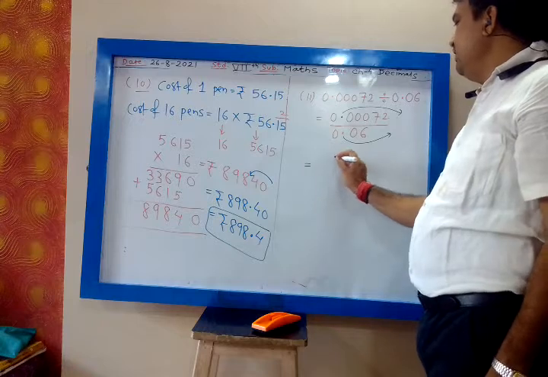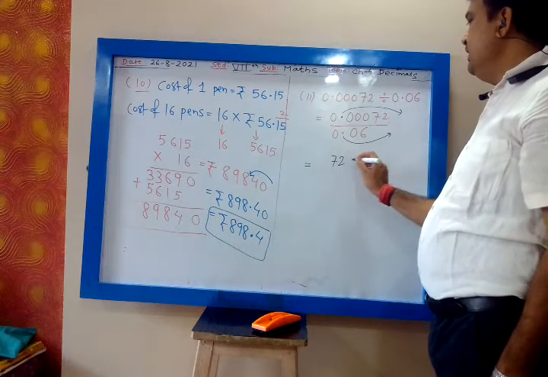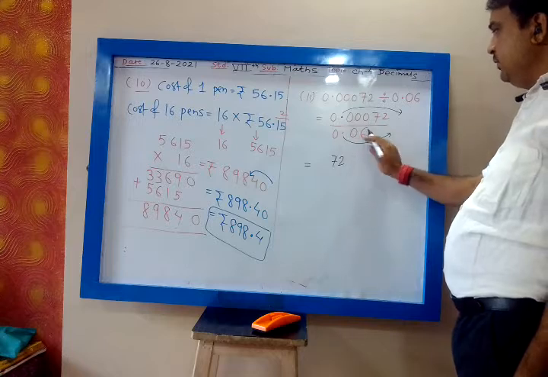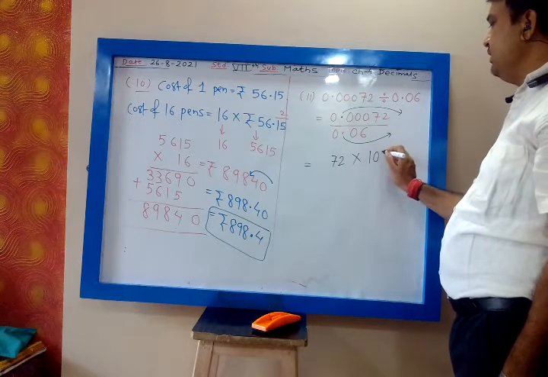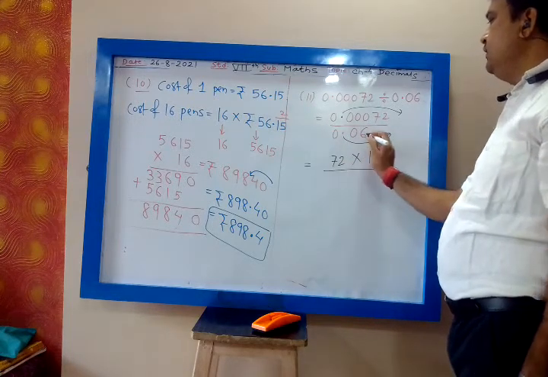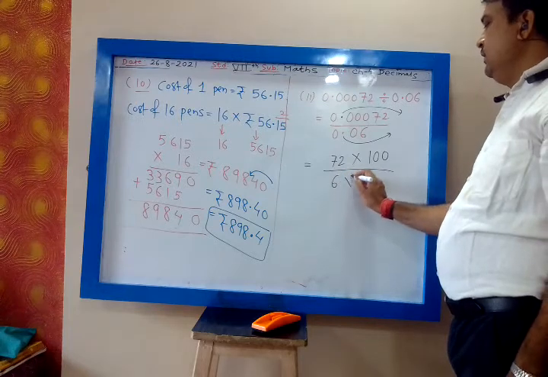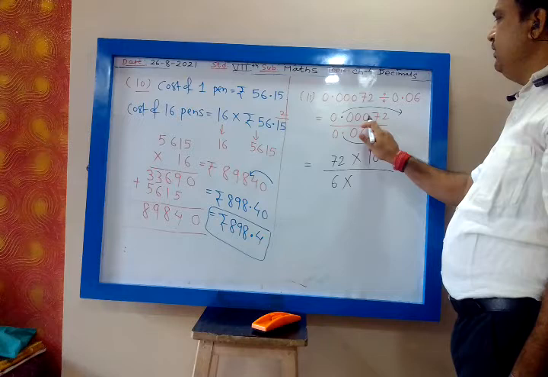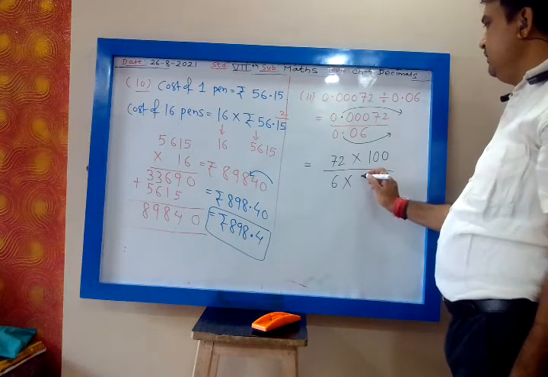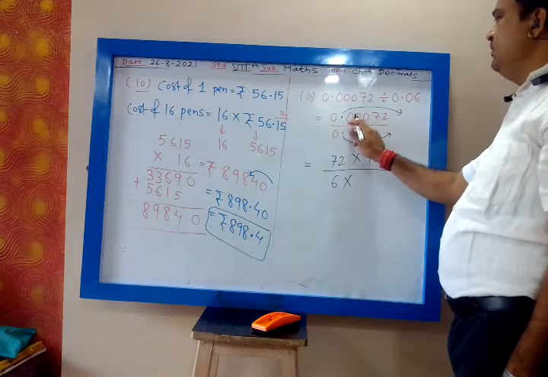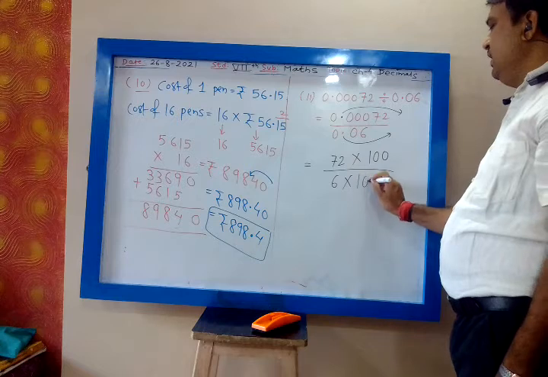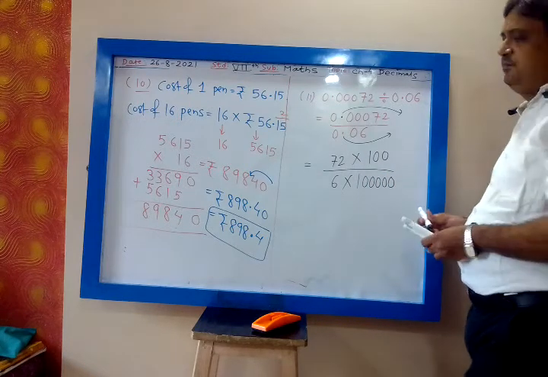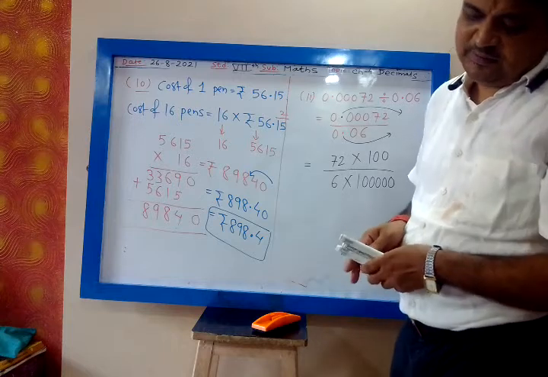So this becomes 72. Then see here. In the denominator, how many digits have I removed? 2. So multiply by 100 in the numerator. Then 006 is the same as 6. Then in the denominator, how many? 1, 2, 3, 4, 5. So 5 zeros will come, no? 5 digits I have removed, yes or no? Tell me.